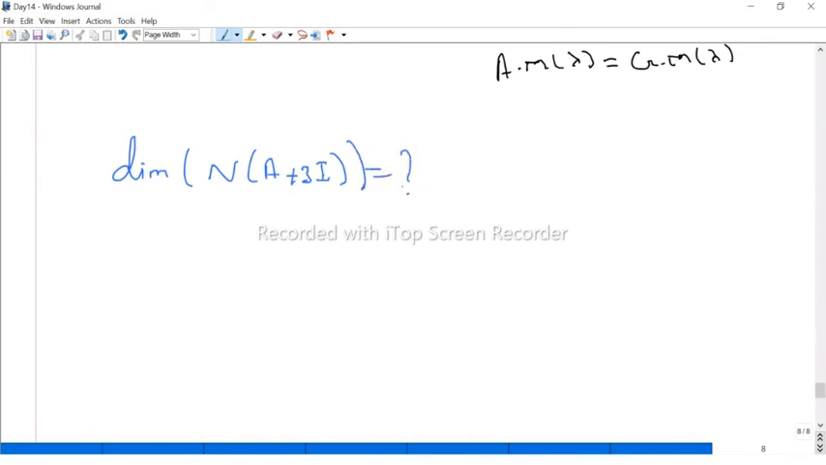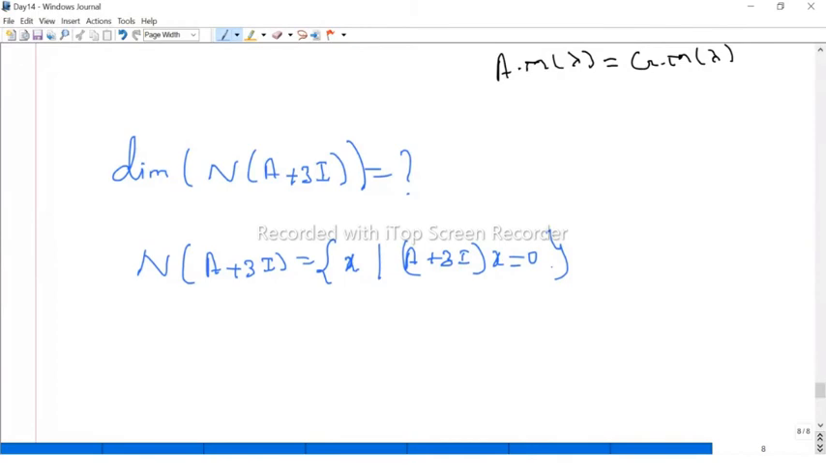So what is the dimension of this? What is the meaning of this null space? What is the definition of the null space of A plus 3I? It is nothing but collecting the vectors X such that the condition (A plus 3I) X equals 0 holds. We are collecting the solutions of (A plus 3I) X equals 0. That is the null space.